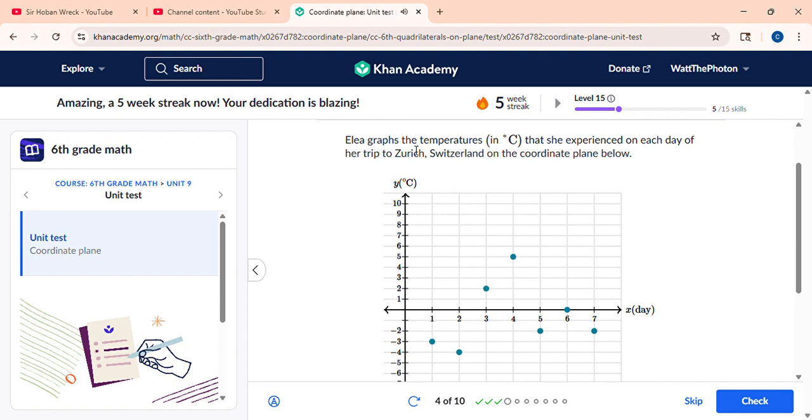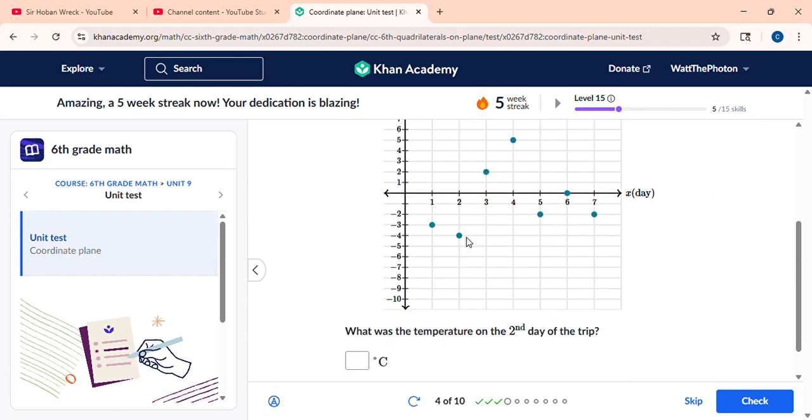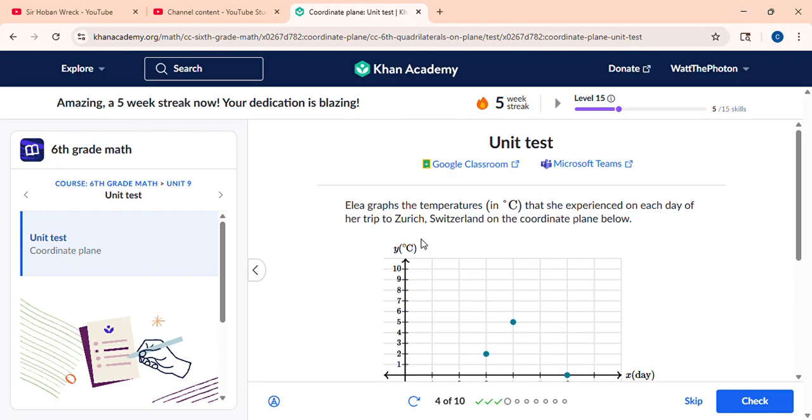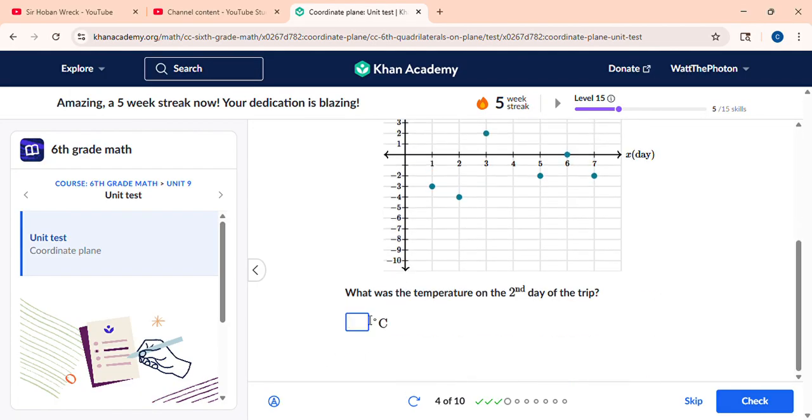In Switzerland. What was the temperature on the second day? Negative 4 degrees Celsius. Yeah, negative 4.